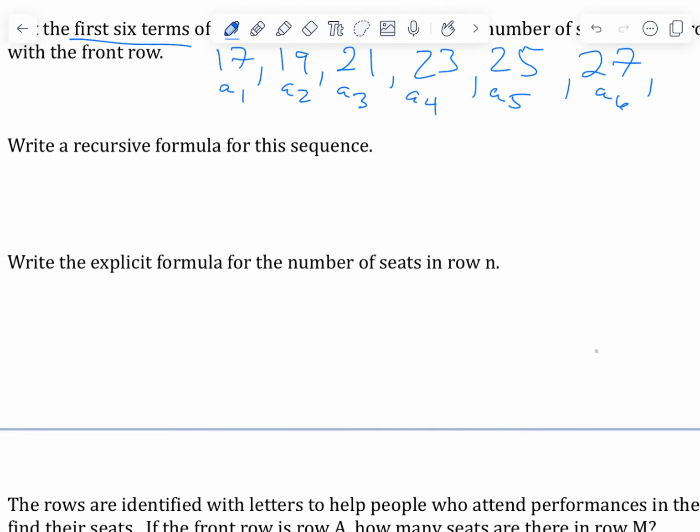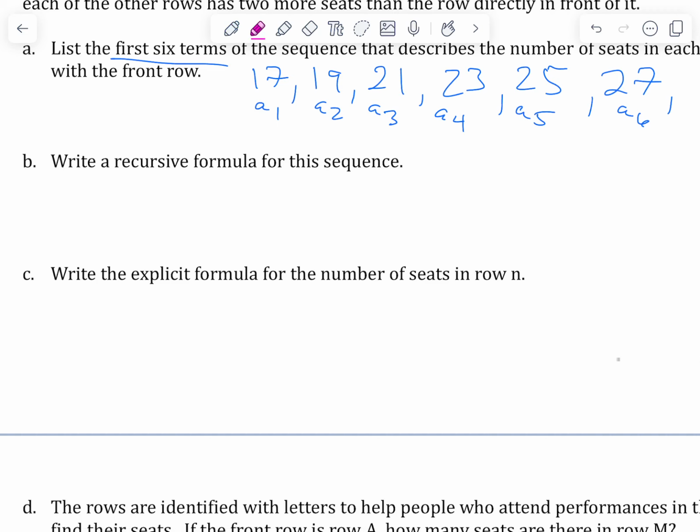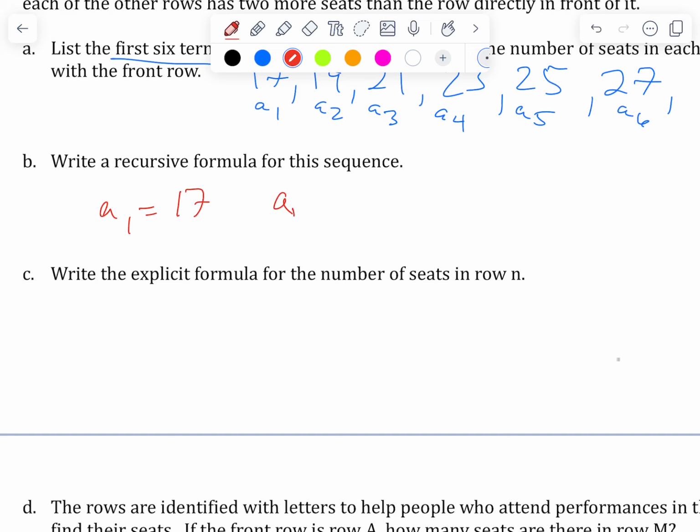Write the recursive formula. Well, I can definitely tell that this one's arithmetic. It's just going up by 2. So I'd say A1 equals 17. And then to get the next number, take the number right in front of it, and then add 2. Write the explicit formula. It's arithmetic. So I say, all right, 17 plus 2 times n minus 1.